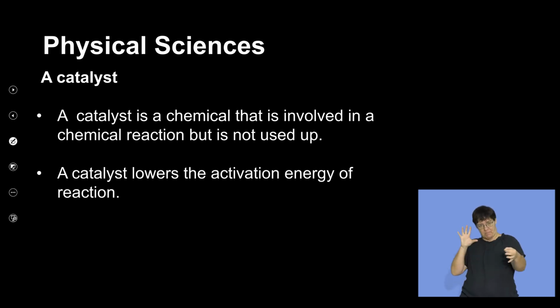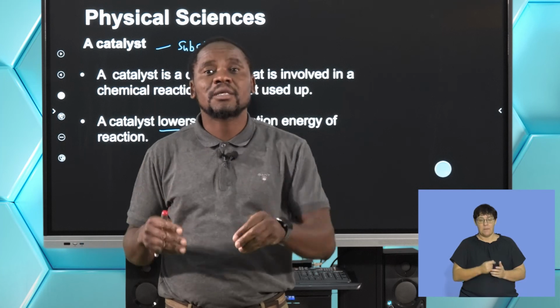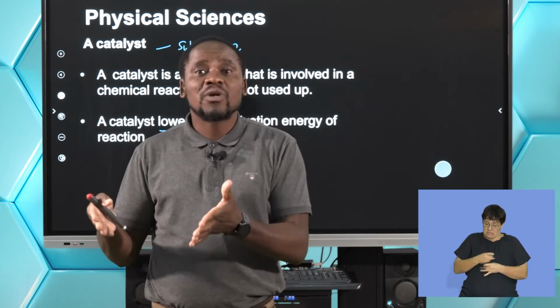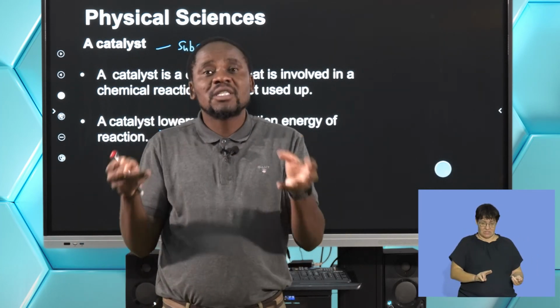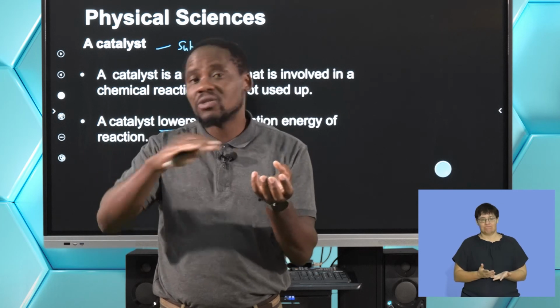We've got a catalyst. A catalyst is a substance that we add onto a reaction so that the reaction takes place very, very fast. A catalyst is a chemical substance that is involved in a chemical reaction but is not used up. The role of the catalyst is to lower the activation energy. So if we have a catalyzed reaction, we have added a chemical substance that will provide an alternative pathway for that same reaction to take place. But this catalyst does not get used up.